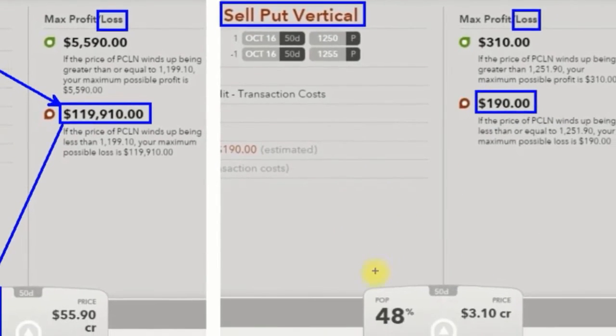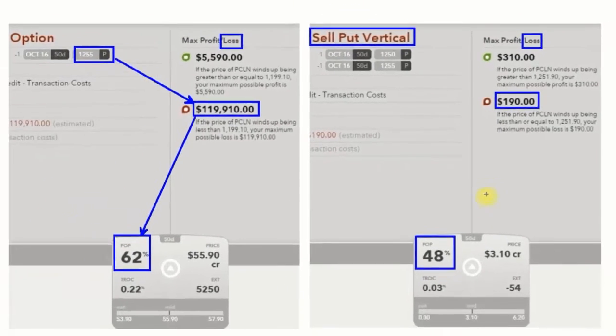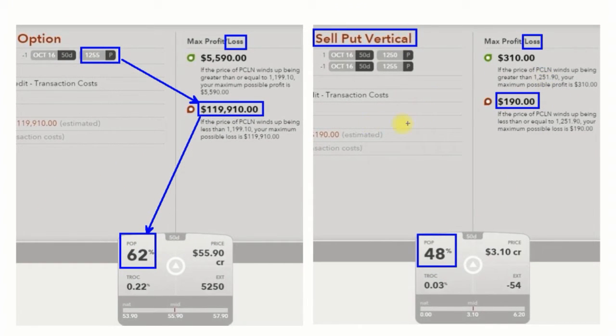Now in this particular example, our POP is 48% because we can make a lot more than we can lose, but that's not the point of this slide, because these are not the rules we're going to use to trade verticals down the line. The point is just merely to compare that we're defining our risk now. Instead of this undefined risk, we have defined risk on the vertical side. That is the most important thing to us.